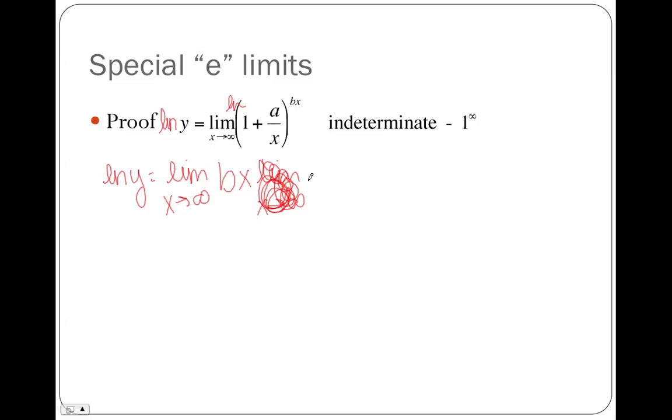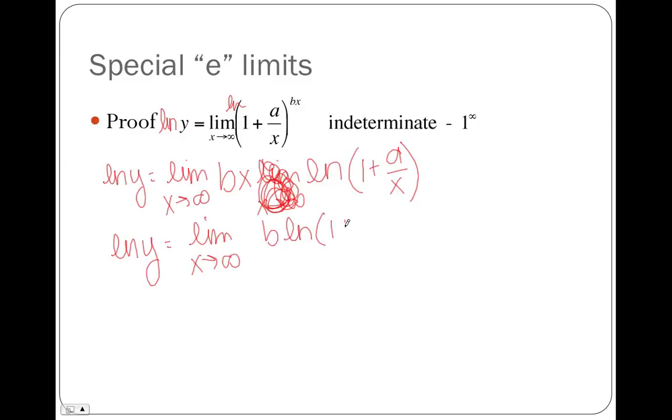I got lost. The natural log of 1 plus a over x. I know that this is indeterminate, but it is not yet L'Hopitalable, so I'm going to move the x into the denominator. I'm actually going to leave the b up top. It's a constant. It's not going to help me. So this is going to be the limit as x approaches infinity of b natural log of 1 plus a over x, over x to the negative 1.